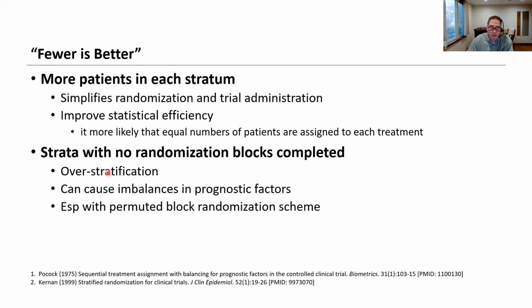So this is over-stratified. You have empty cells in your analysis, right? This causes imbalances in the prognostic factors, especially when you're using a permuted block randomization scheme. So if you're going to use permuted block, keep the number of strata in your randomization small. There are several references here that might be helpful.